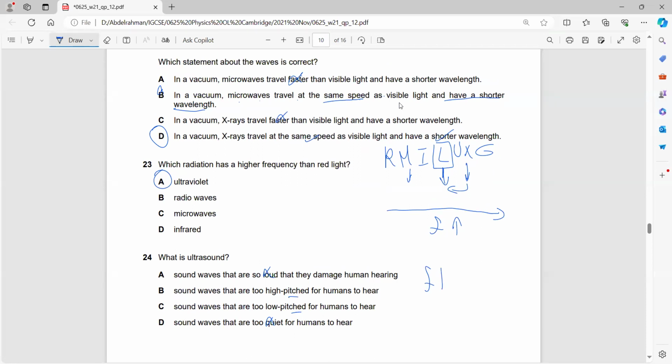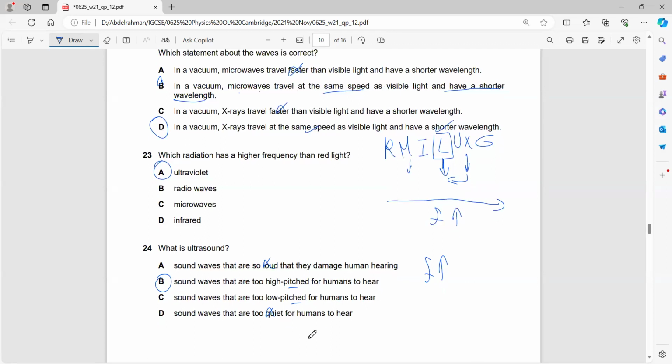Whenever the frequency increases above what? Above 20,000 hertz. Any sound frequency above 20,000 hertz is called ultrasound. As humans, we cannot hear this ultrasound.